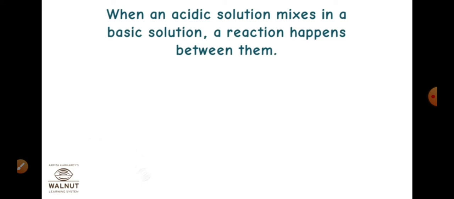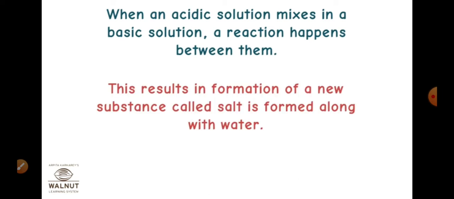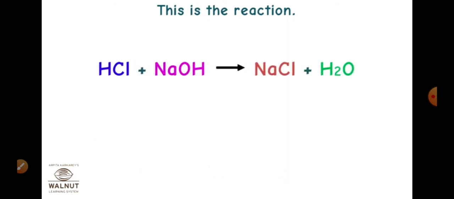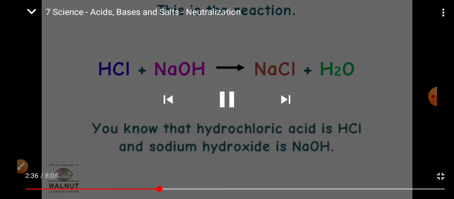When an acid solution mixes in a basic solution, a reaction happens between them. This results in the formation of a new substance called salt along with water. This is the reaction. HCl plus NaOH gives NaCl plus H2O. That is, hydrogen chloride when it reacts with sodium hydroxide gives sodium chloride plus water. HCl acid, when it reacts with the base sodium hydroxide, gives salt, that is NaCl, and water is generated.